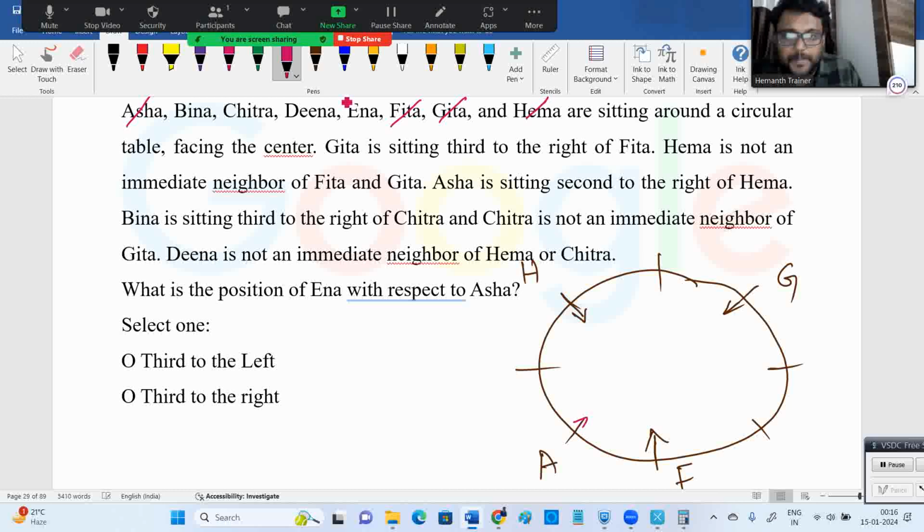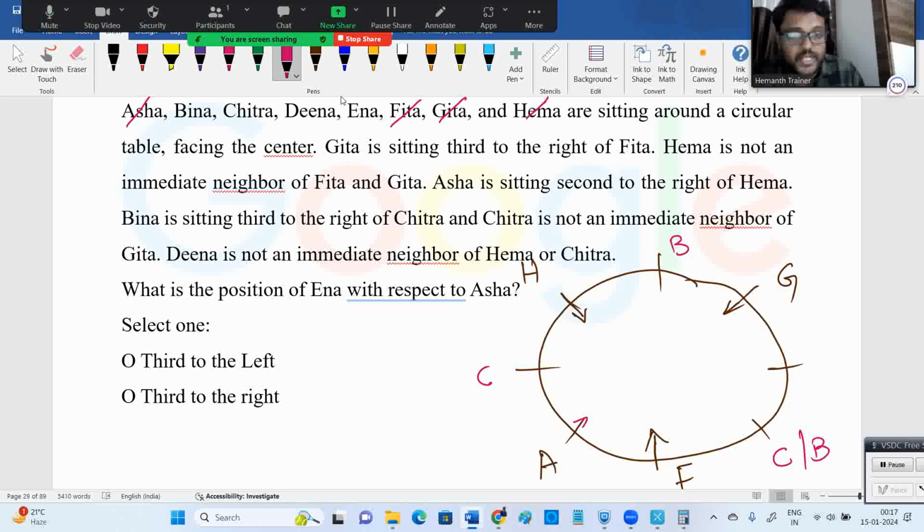Next. Beena is third to the right of Chitra. Chitra is not neighbor of Geeta. So Geeta here, Chitra not possible. Chitra can be here or Chitra can be here. Beena is third to the right of Chitra. If Chitra is here, first right, second right, third right, Beena is possible here. And if Chitra is here, Beena is possible here. So Chitra has two possibilities.